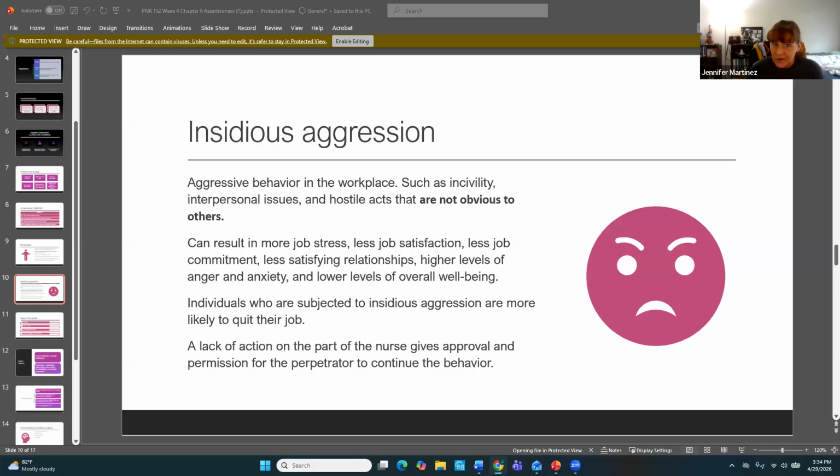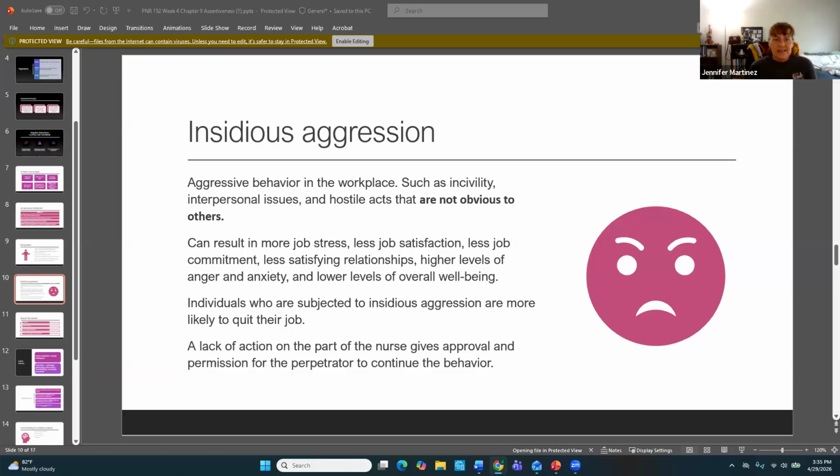If you're being bullied at work, do you really want to go back to work no matter how much you love your patients and you love being a nurse? Nobody wants to continue to go back to a hostile environment, right? If you're being bullied or disrespected, it is something that is going to overall affect your mental health. And those that are subjected to insidious aggression are more likely to quit their jobs, okay, which leads to high turnovers.